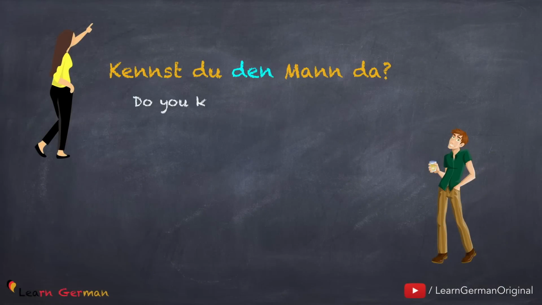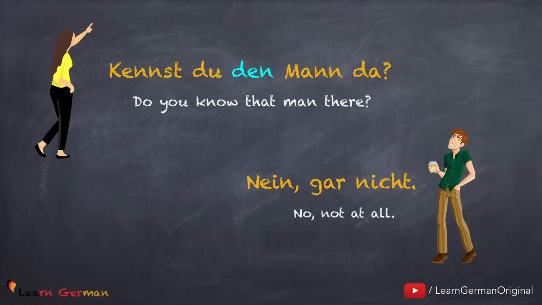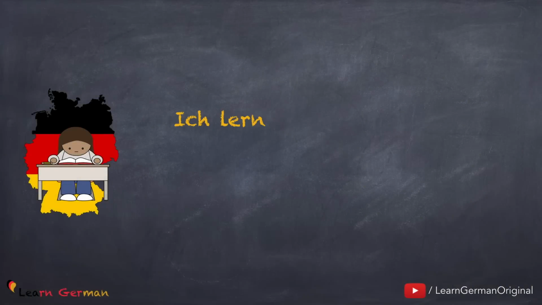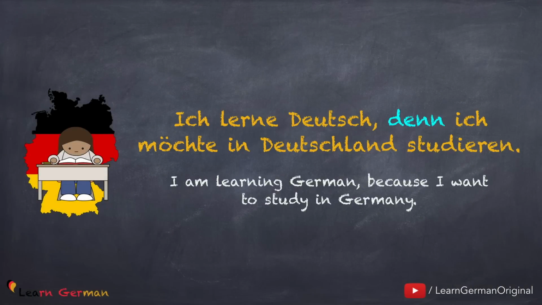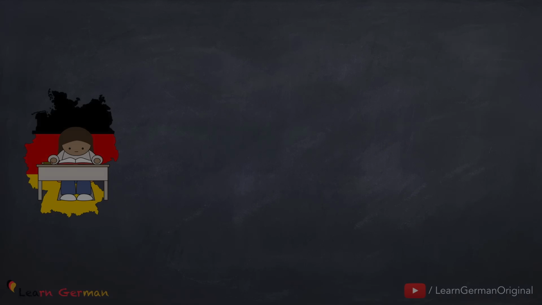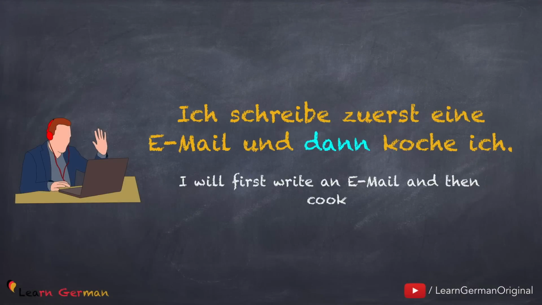Great! Now before we learn how each one of them is used, let's first go through an example for each one of them. Kennst du den Mann da? Nein, gar nicht. As you can see, den is being used as a definite article here. Ich lerne Deutsch, denn ich möchte in Deutschland studieren. In this case, denn is being used as a conjunction. Here is an example with dann. Ich schreibe zuerst eine E-Mail und dann koche ich.